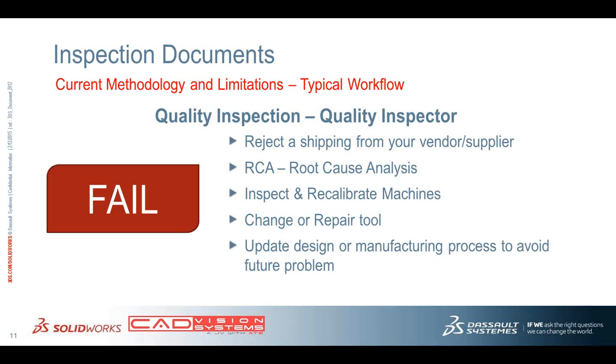Inspecting and recalibrating machines for both the manufacturing process and the quality inspection process can also be performed, to ensure that it is not the fault of the part, but may be the fault of the manufacturing or the quality inspection machines. Changing and repairing of tools can also be done. And lastly, we can also update the design or manufacturing process to avoid any future problems.